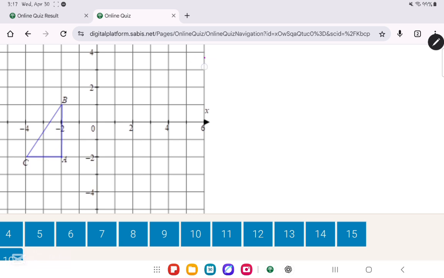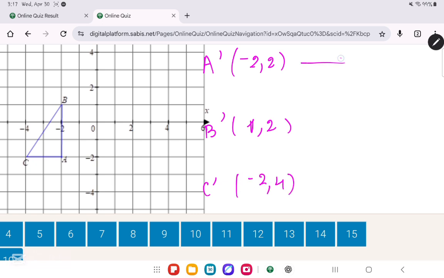Now, for the second step, which is translation, we will be using A prime, B prime, and C prime. A prime, as we found before, is (-2, 2). B prime is (1, 2). And C prime is (-2, 4). They will undergo a translation by the vector (-3, 1). Because we are moving from a point to a point using a vector, this is the initial, and we are finding what?